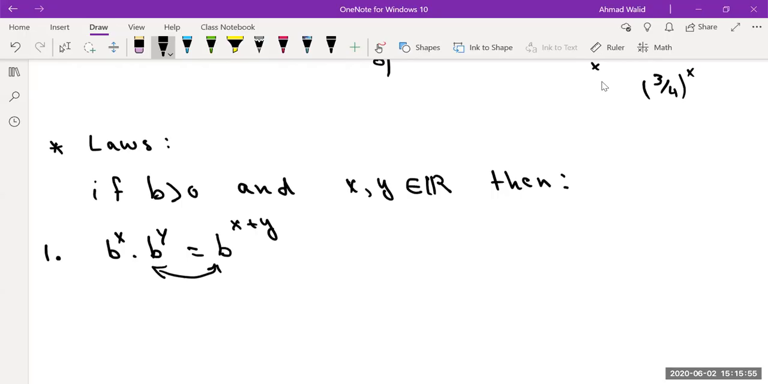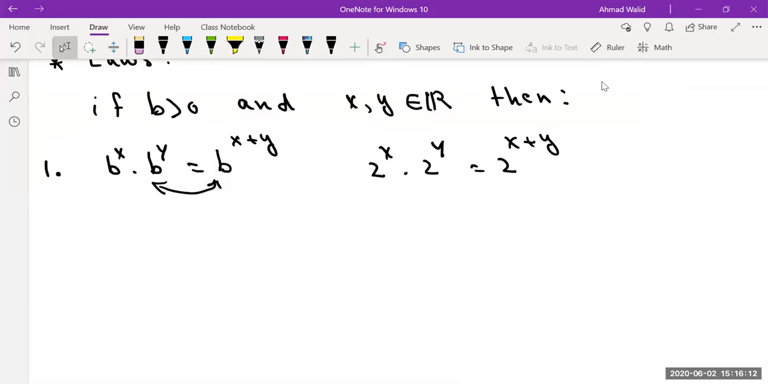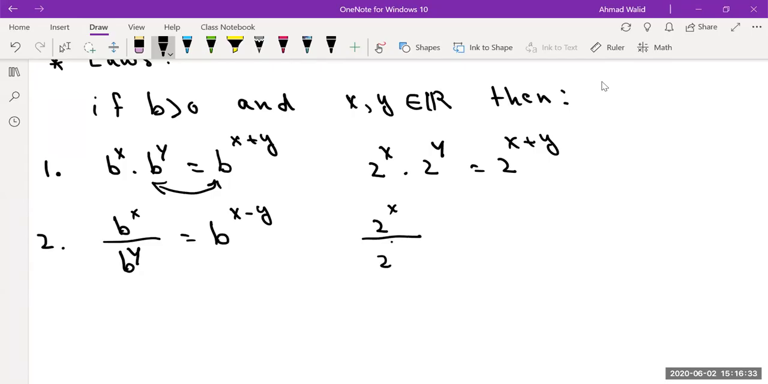To show a very basic numeric example for you, if you have 2 to the power of x times 2 to the power of y, you can write this as 2 to the power of x plus y. Correct? Rule number 2, or law number 2: if you have b to the power of x over b to the power of y, in this case, you can write b to the power of x minus y. Right? Numeric example, 2 to the power of x over 2 to the power of y equals 2 to the power of x minus y.